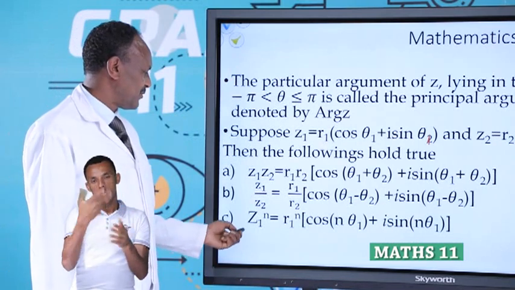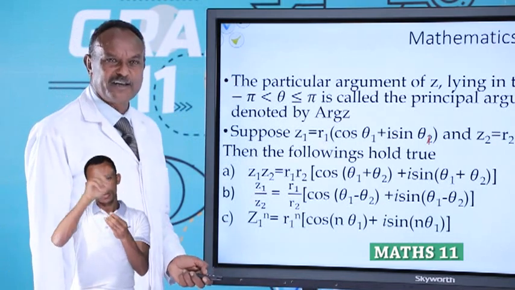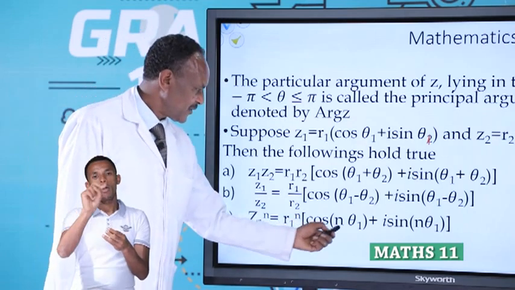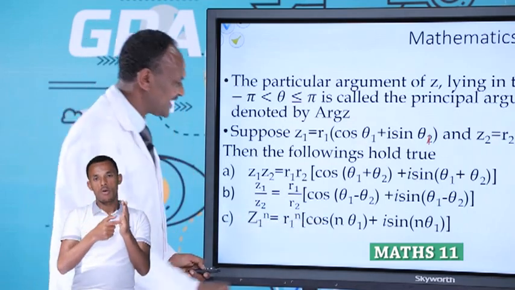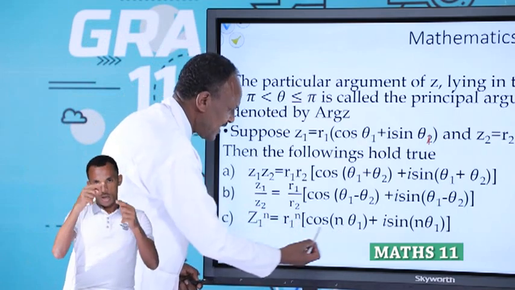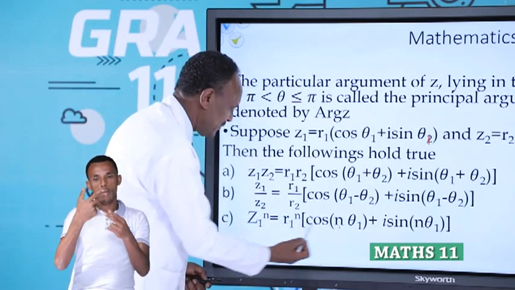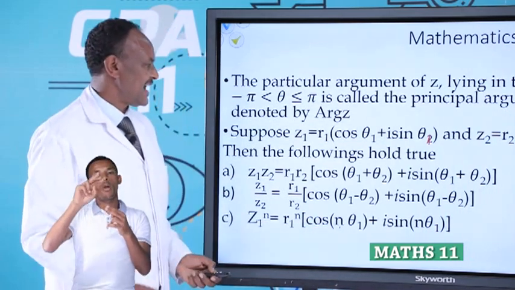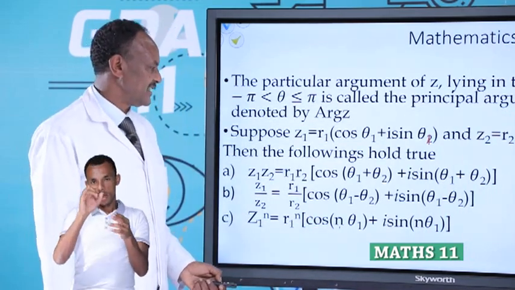We may discuss powers also. z1 to the power of n equals r1 to the power of n multiplied by cosine of n times theta 1 plus i times sine of n times theta 1. The argument of z1 must be multiplied by n, which is the exponent of the power.